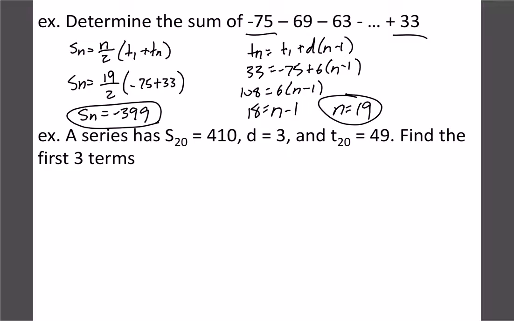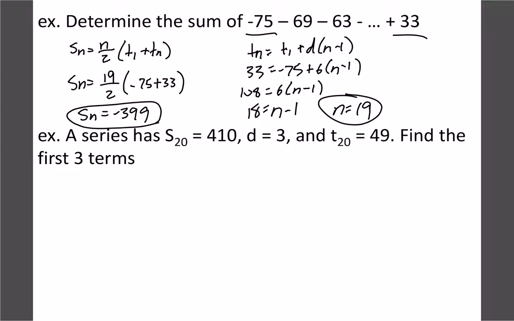Okay, so if we were actually to continue this list of numbers, add them all up, we would get our negative 399. So it works pretty good, but the only real tough ones like this is when you actually have to do the t of n first to solve for n. Because no matter which formula we use, we need to know the n. It's n over 2 times the rest.